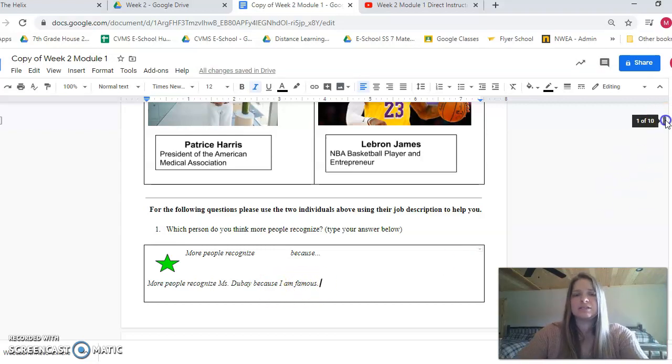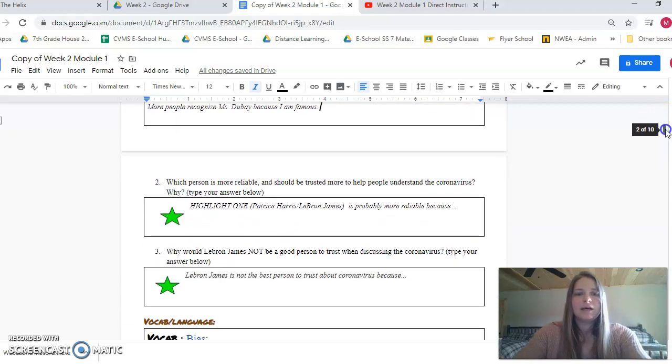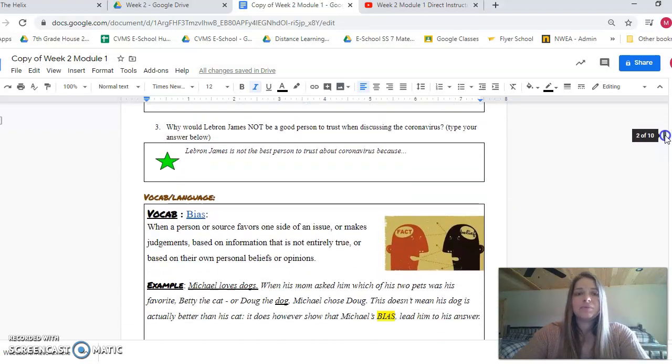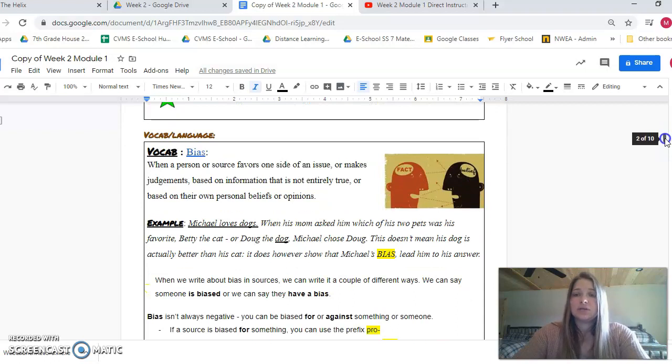Please do not write that as your answer because that is obviously not true. But you will need to do that for 2 and 3 as well. Then we're going to go on to our vocab and language activity for the day.